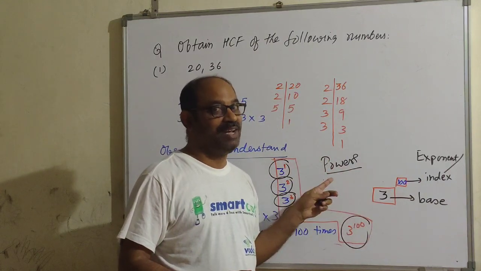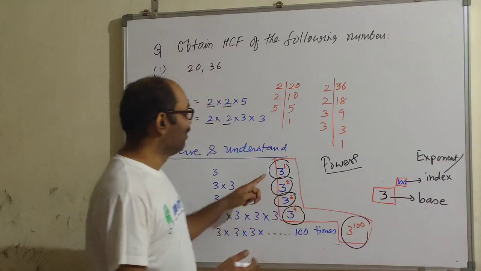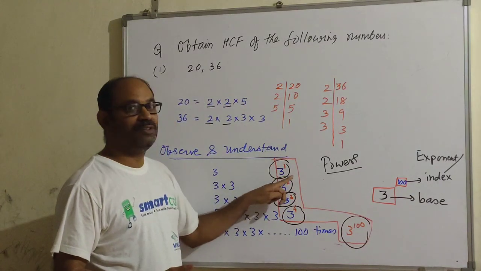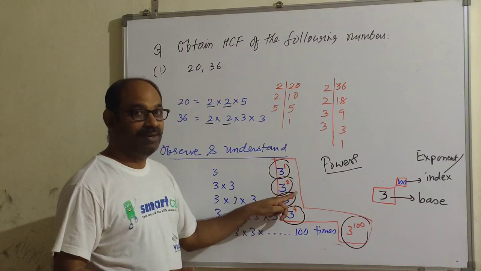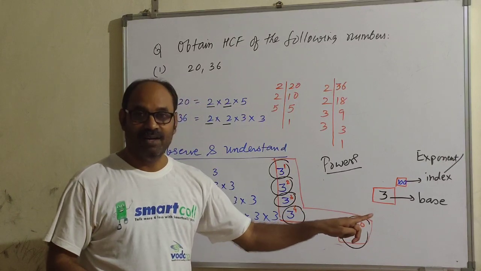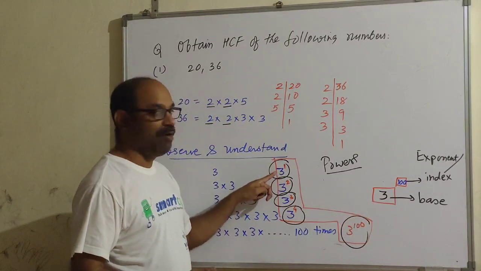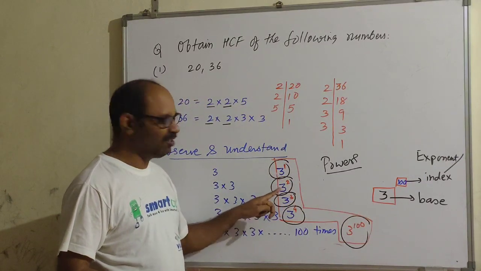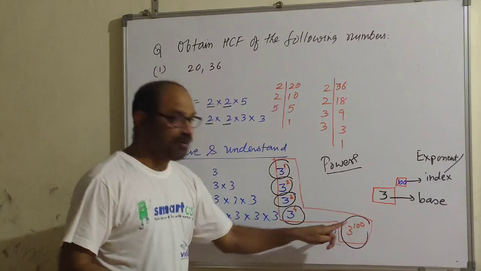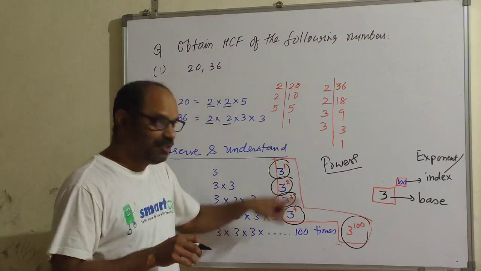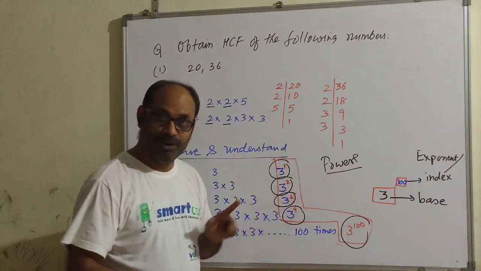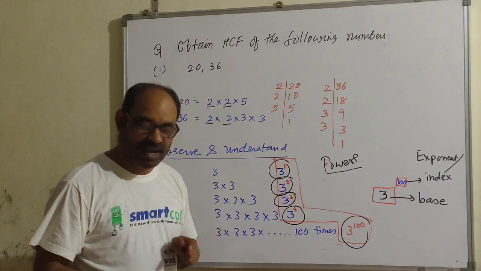Power, for our convenience we are saying. Otherwise, this number is read as 3 to the power 1, 3 to the power 2, 3 to the power 3, 3 to the power 4, 3 to the power 100. Or 1st power of 3, 2nd power of 3, 3rd power of 3, 4th power of 3, 100th power of 3. So the word power is used while speaking. But they are not called powers. But for our convenience, I am going to call them powers.